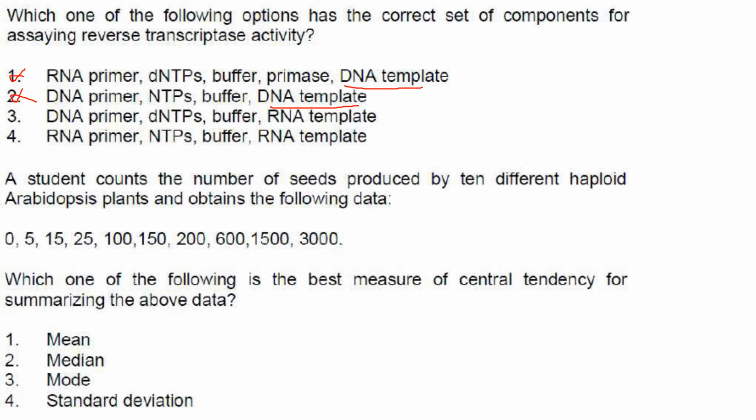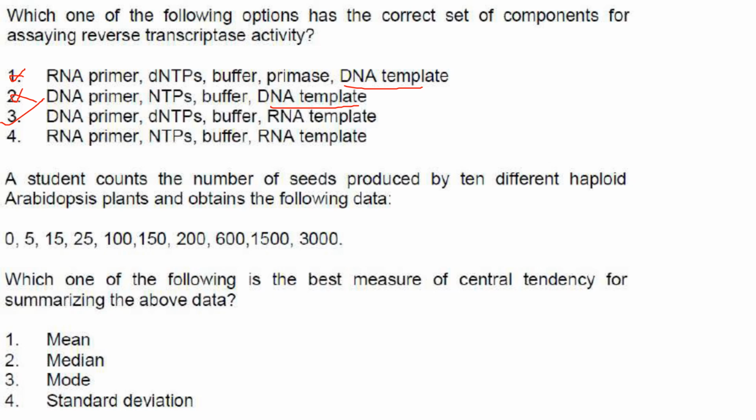Since you are synthesizing DNA, you should have a DNA primer. So DNA primer is there. Here they have mentioned RNA primer, so that's not correct. So 3 is the right answer. DNA primer, then dNTPs, which have to be supplied because it is DNA synthesis, then buffer, then RNA template. So 3 is the right answer.